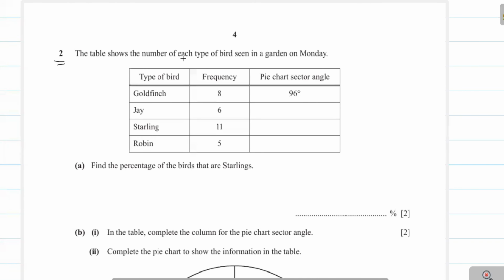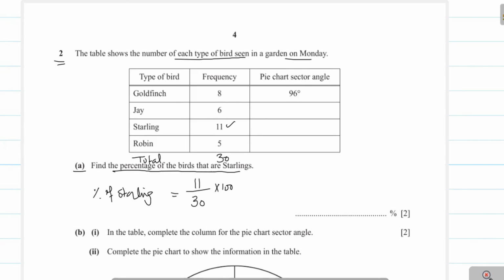Question number 2. The table shows the number of each bird seen in the garden on Monday. Part A, find the percentage of the birds that are starlings. Now you see here the total frequency of all birds. We add all these values, we get 30. And we have to find the percentage of the birds. The starling birds here are 11. And these 11 birds out of 30, we write 11 over 30. Therefore, 11 over 30 multiplied by 100 is the percentage of starling birds.